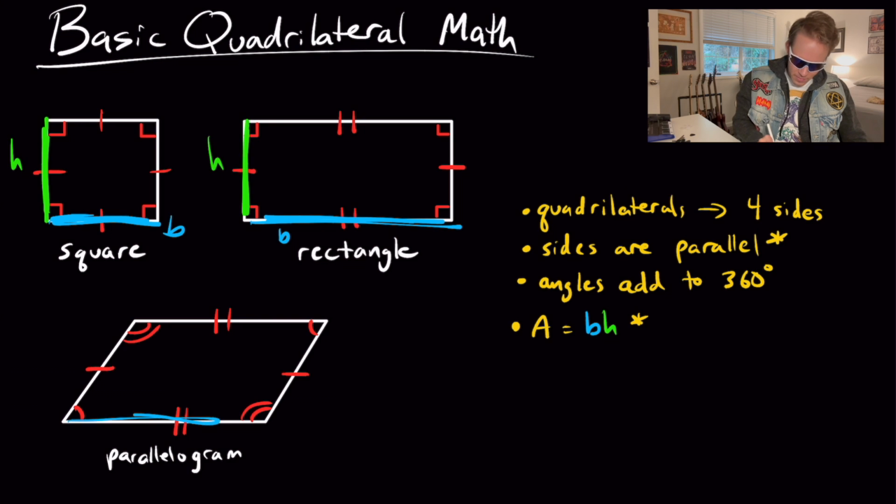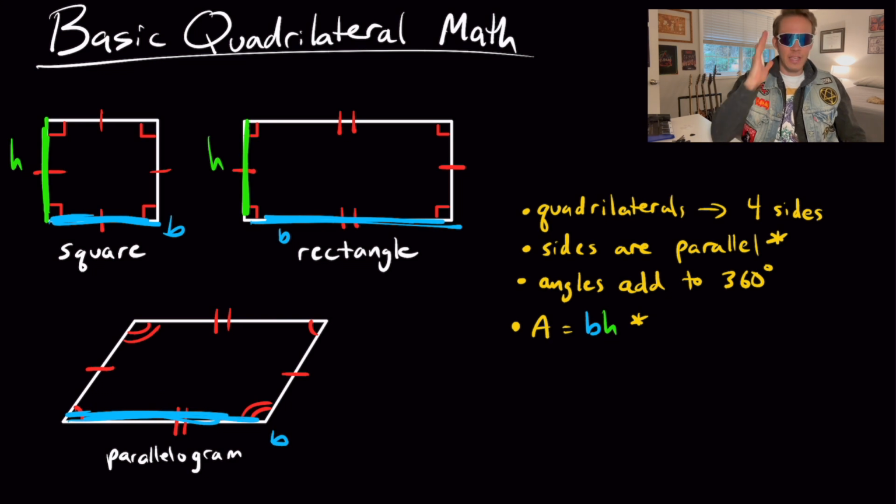For the parallelogram, base is still at the bottom, but remember the height is a straight vertical line going from the base up to the highest point there. So that's going to be our height that we would use to find the area of that parallelogram.